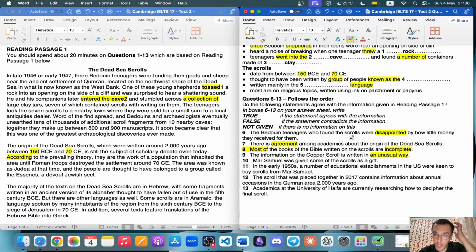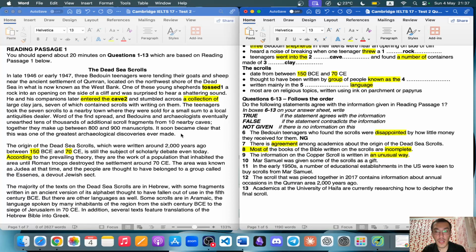So here the question is talking about the attitude of these teenagers. However, the passage is not saying how happy or sad they were after they sold the, I don't know, some sort of scrolls they found, a collection of large clay jars they found. So with that being said, the answer is going to be not given. We do not know. The passage does not say anything about their emotional state, how happy they were, or how sad they were.